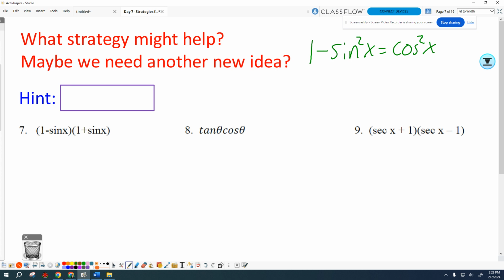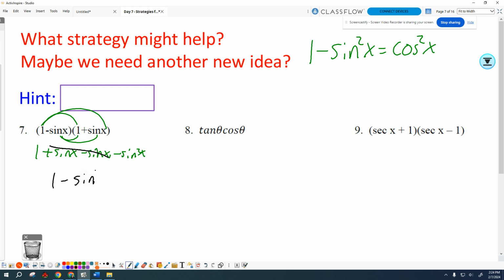Yeah, so distributing it out. First times first is 1. Outside times outside is sine x. Inside times inside is negative sine x. And last times last is negative sine squared. Does anything go away, clean up? We can cross out the sine x, the middle two. Positive sine x, negative sine x goes away. And Ian, what do you see now?